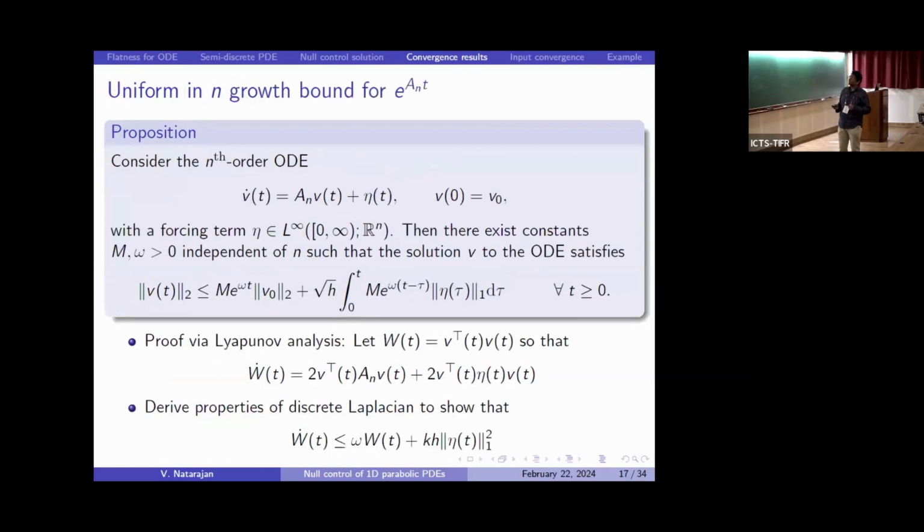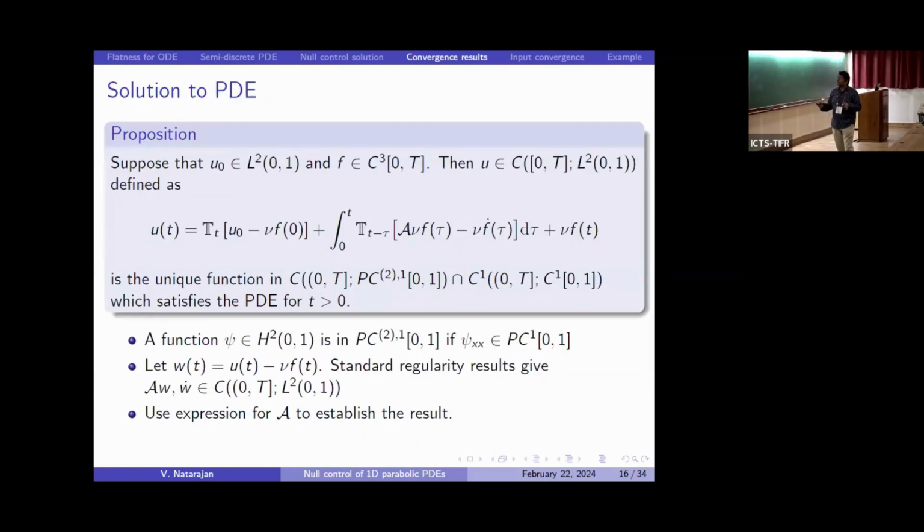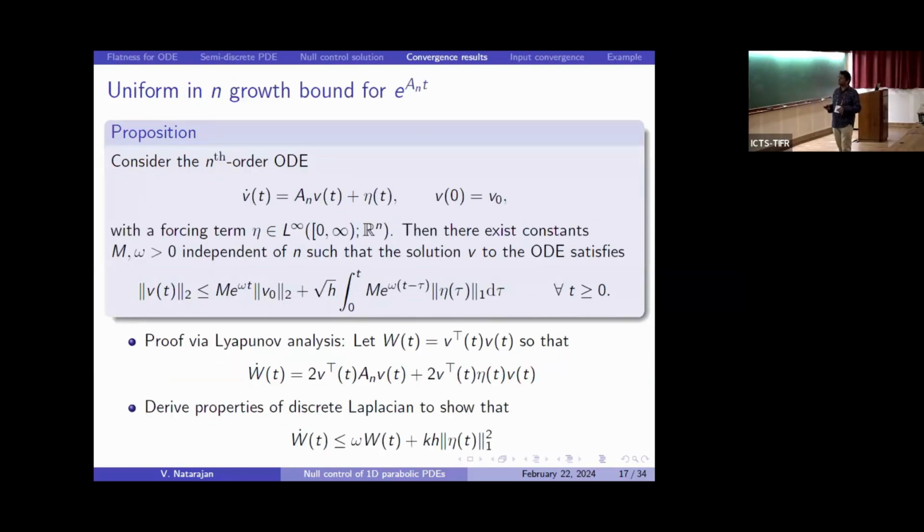Okay. So now let's look at some convergence results, some properties of the semi-discrete system. We have shown that you have a nice solution for the system in this space. Now, do the solutions of the semi-discrete system converge to the solution of the PDE? Under what conditions? The first result we need here is a uniform growth bound. We have this operator A_n whose dimension changes, a different operator for every n.